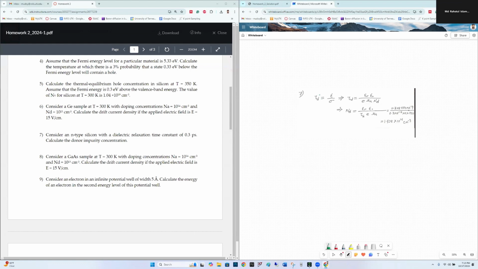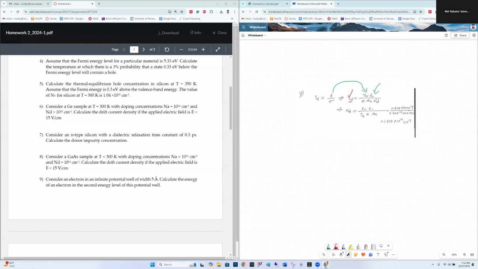So what is the equation here? The dielectric relaxation time constant, tau d, equals epsilon divided by sigma, and we expand epsilon as epsilon r times epsilon naught. Epsilon r here is relative permittivity, or the other name of epsilon r is dielectric constant, and epsilon naught is the permittivity in free space, I mean in vacuum. In this equation we know the value of tau d, which is 0.3 picosecond.